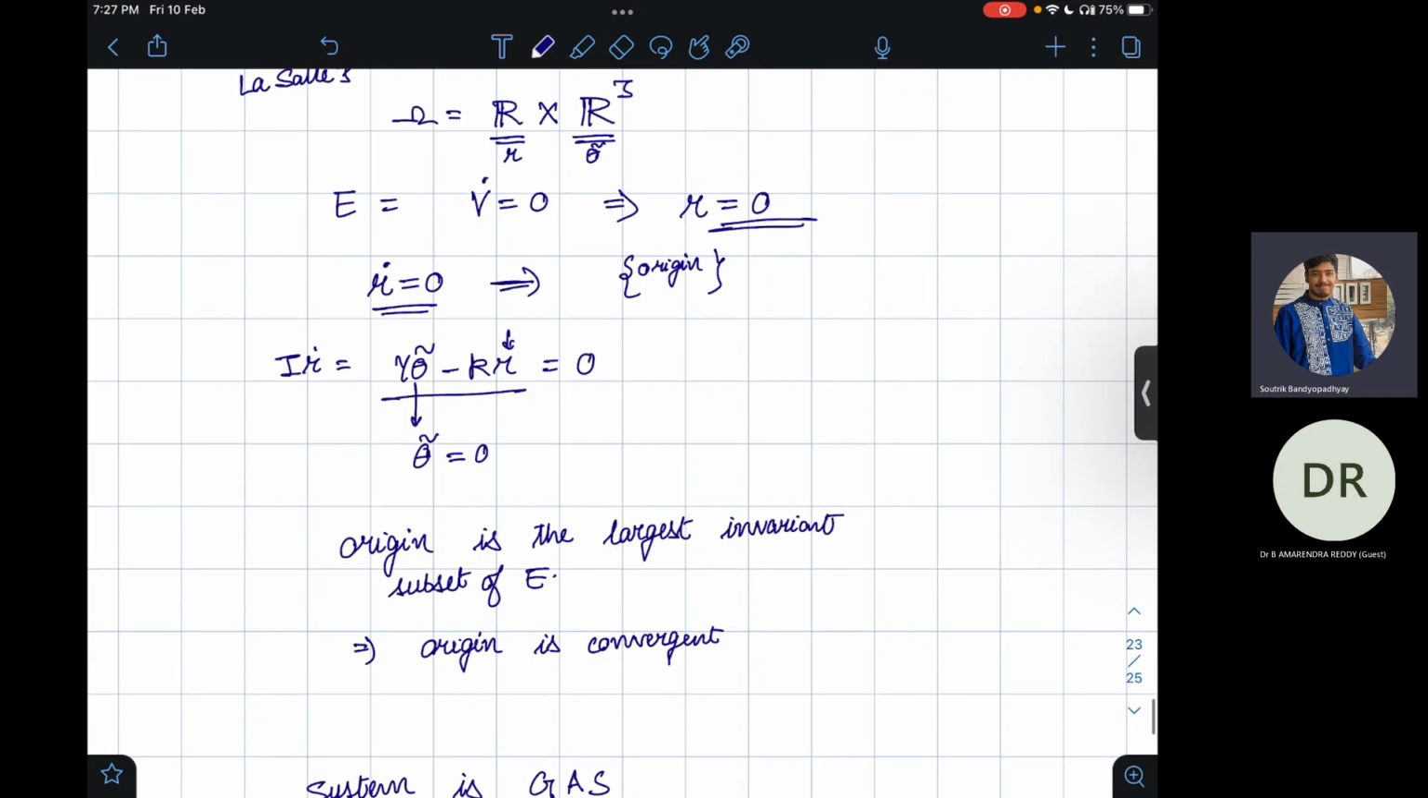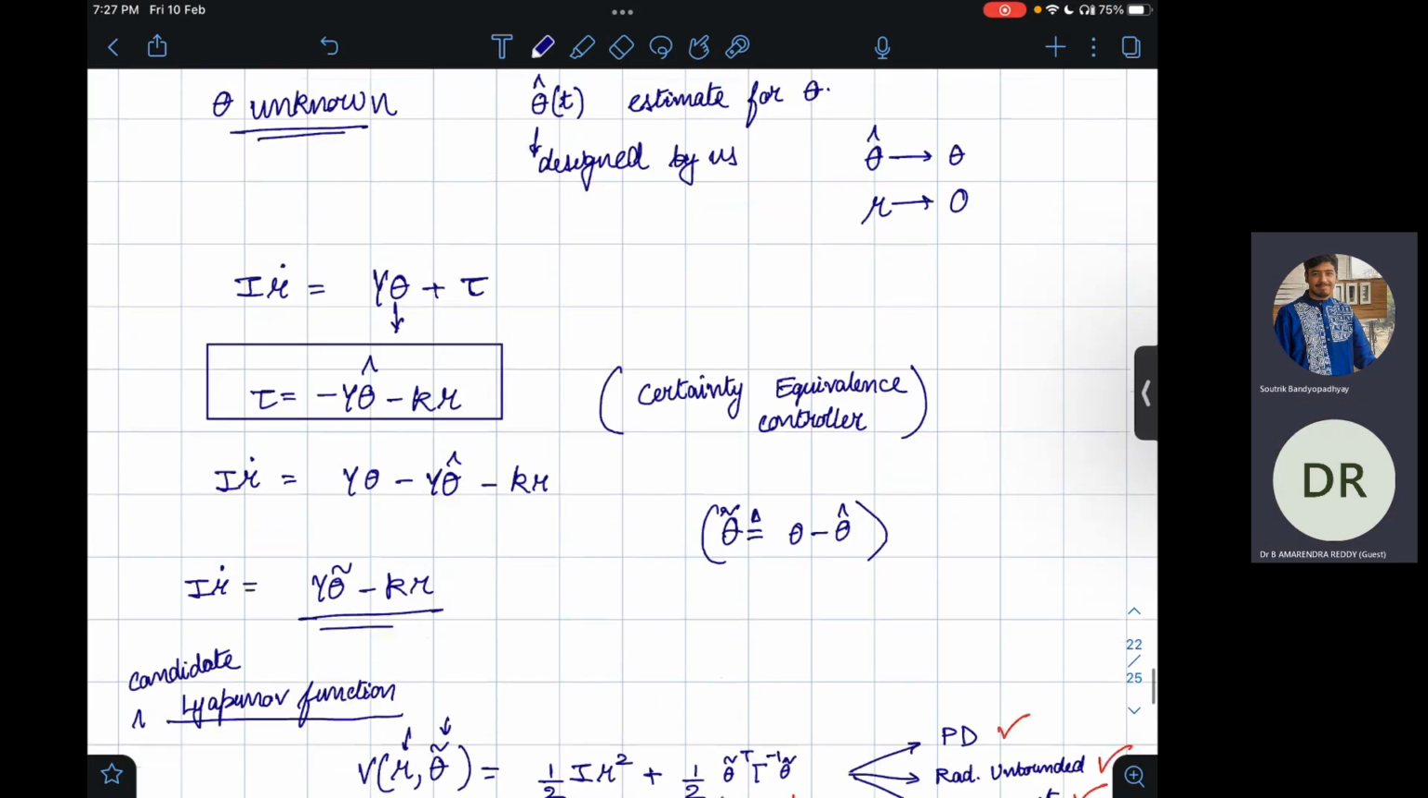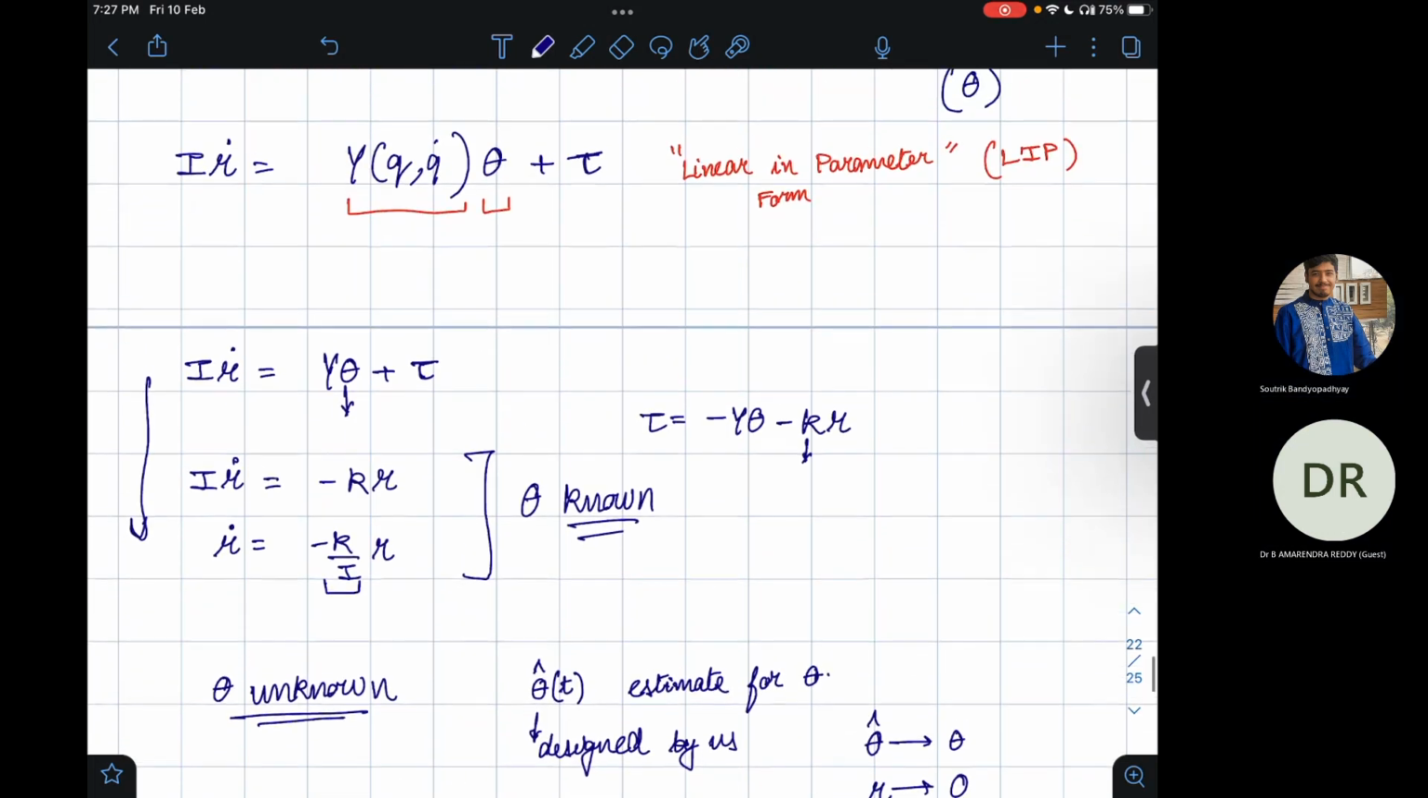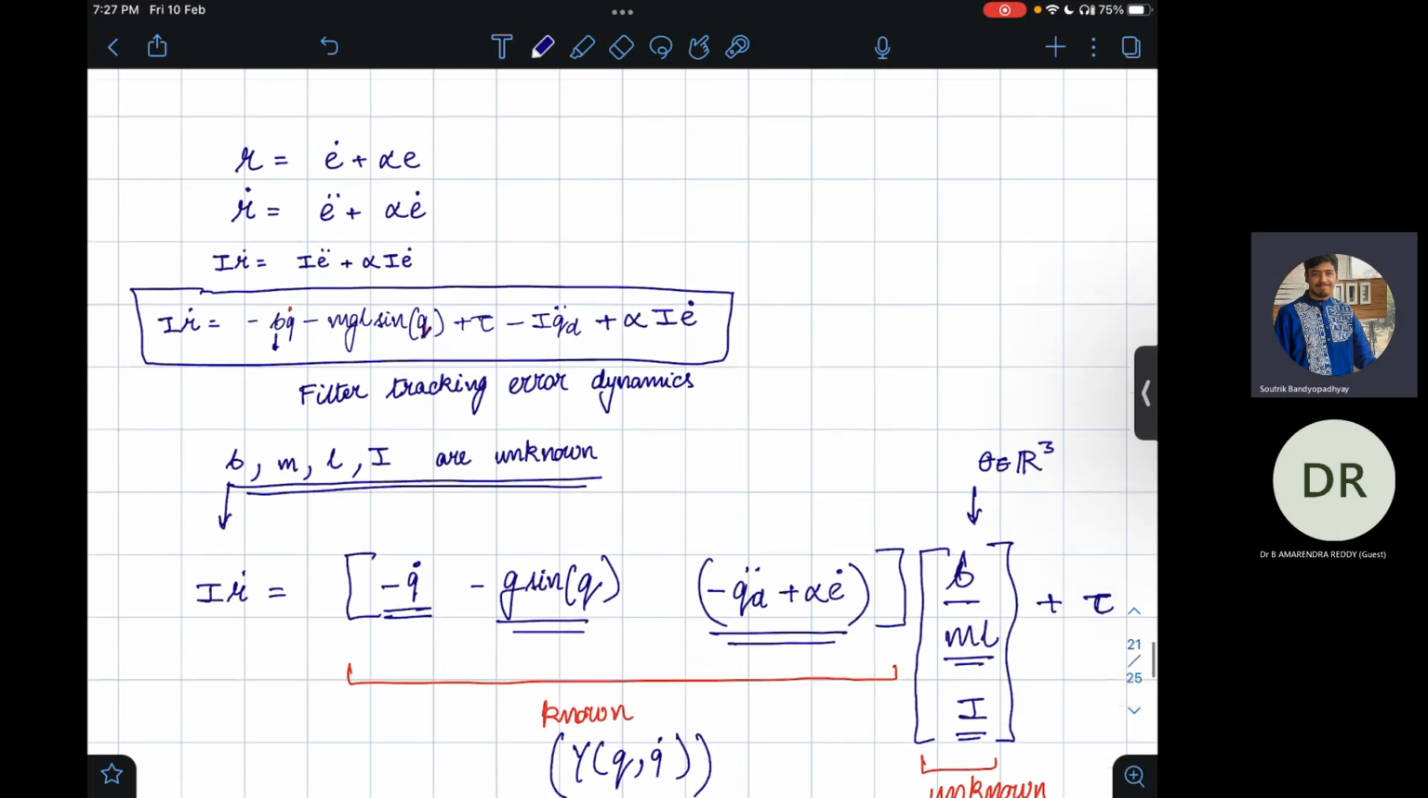Whenever you have a problem which is adaptive control related, the first thing you should try to do is figure out whether this is a regulation problem or a tracking problem. That is, whether the states have to go to 0 or whether the error has to go to 0, right?